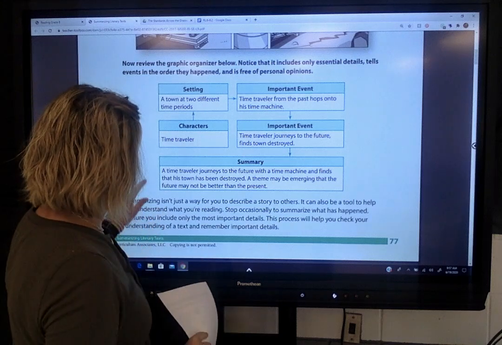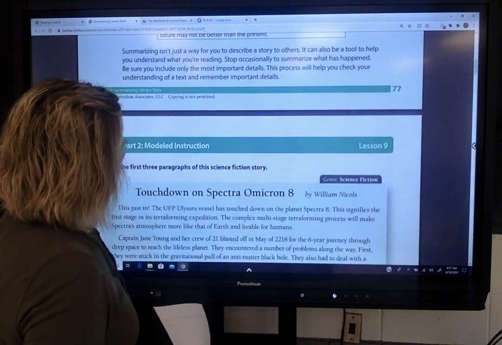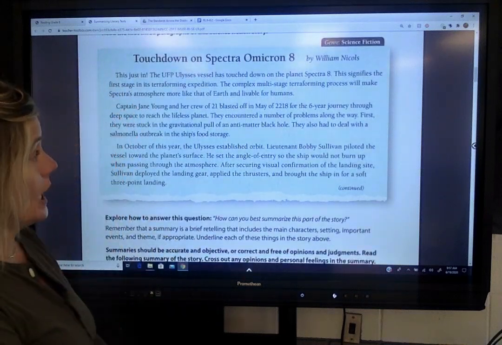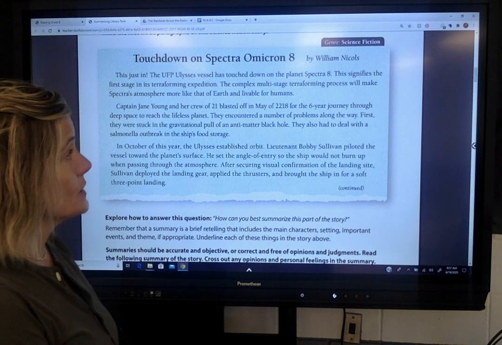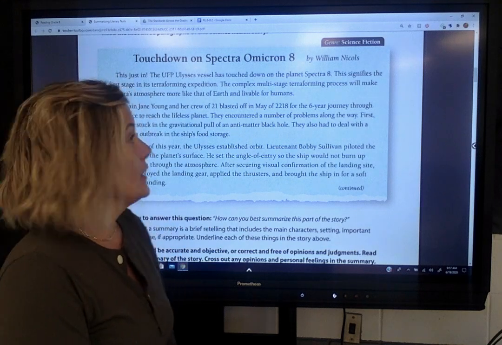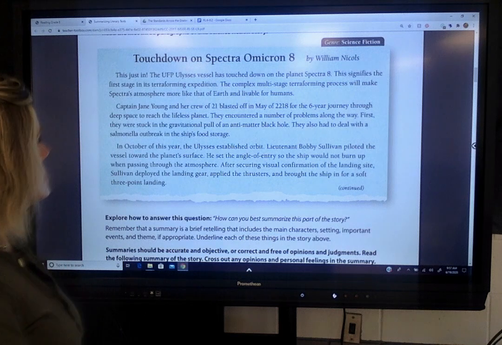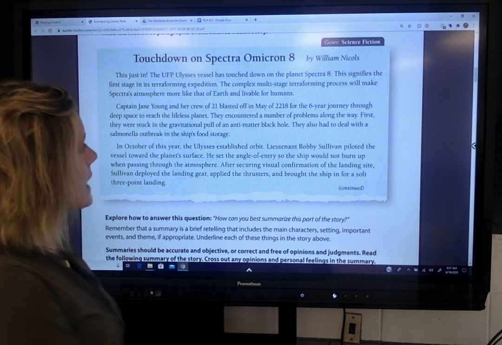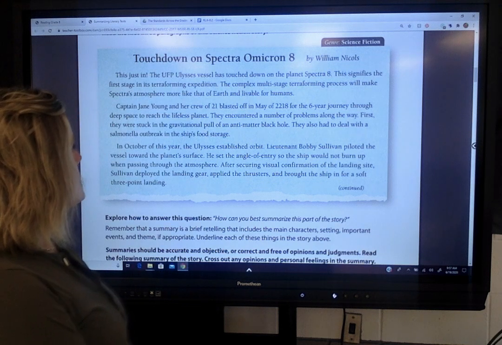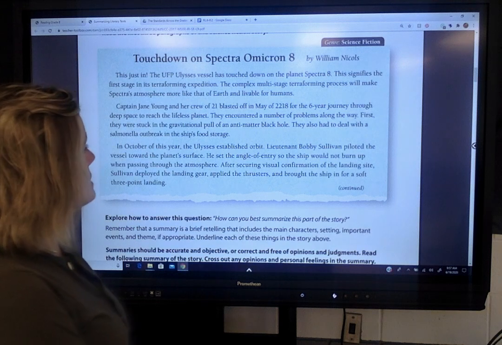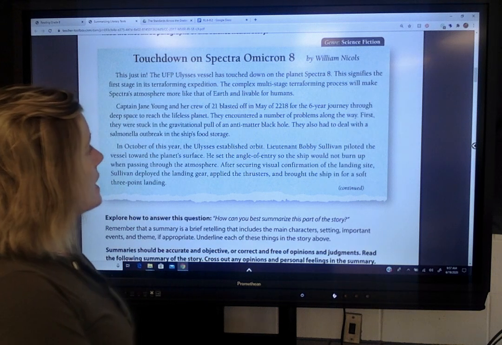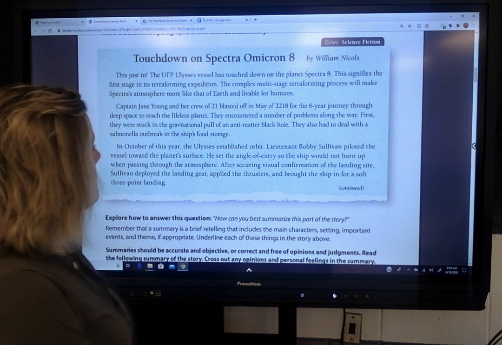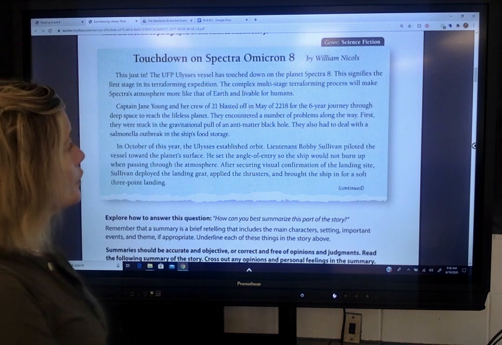So let's look at a longer text. Touchdown on Spectra Omicron 8 by William Nichols. The genre here is science fiction, if you haven't figured it out yet. This just in, the UFP Ulysses vessel has touched down on the planet Spectra 8. This signifies the first stage in its terraforming expedition. The complex multi-stage terraforming process will make Spectra's atmosphere more like that of Earth and livable for humans.